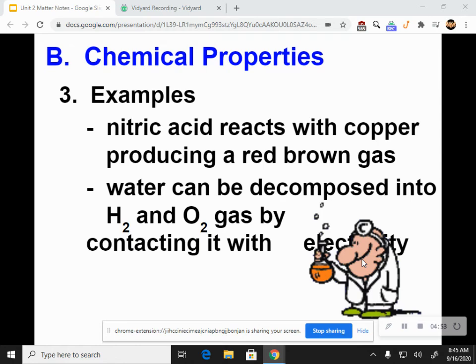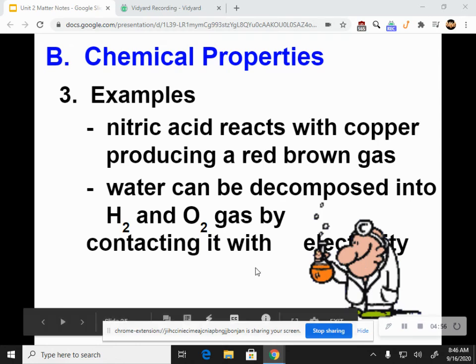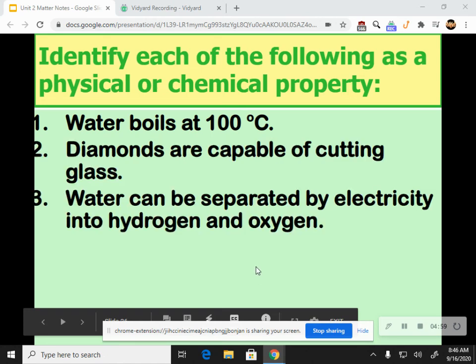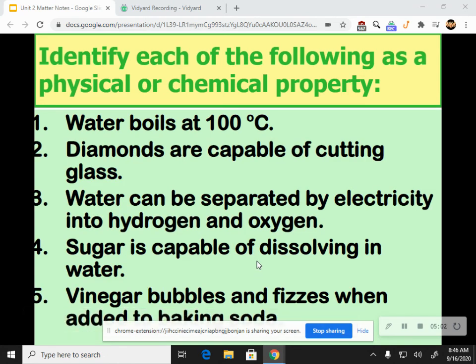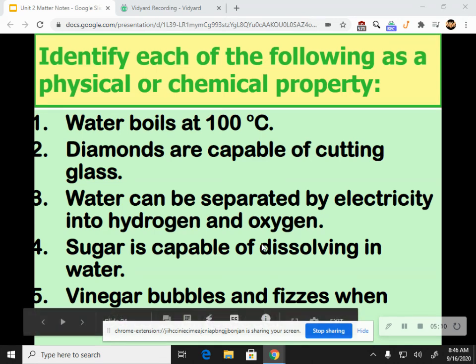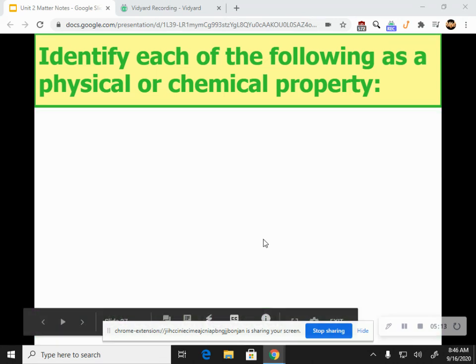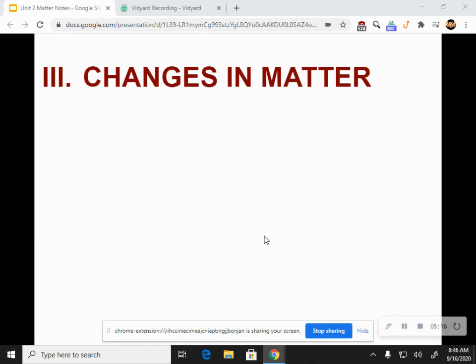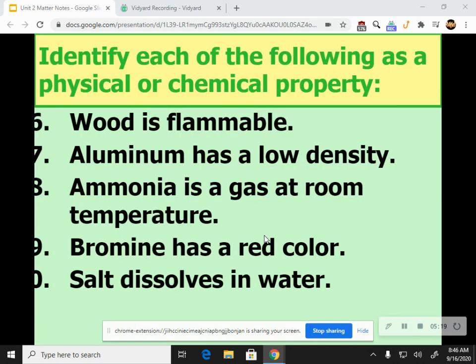When water can be decomposed into hydrogen and oxygen gases with electricity. Going through, I'll put in a question in your Edpuzzle for you to look at each one of these and describe them. All right. So describe these five. Are they chemical or physical property? So for instance, wood is flammable. We talked about flammability is a chemical property. Ammonia is a gas at room temperature. If you're just stating it's a gas, then it's just a physical property.